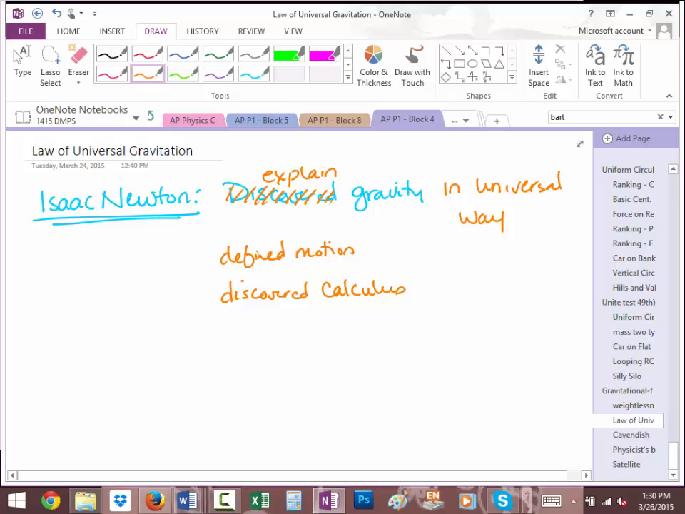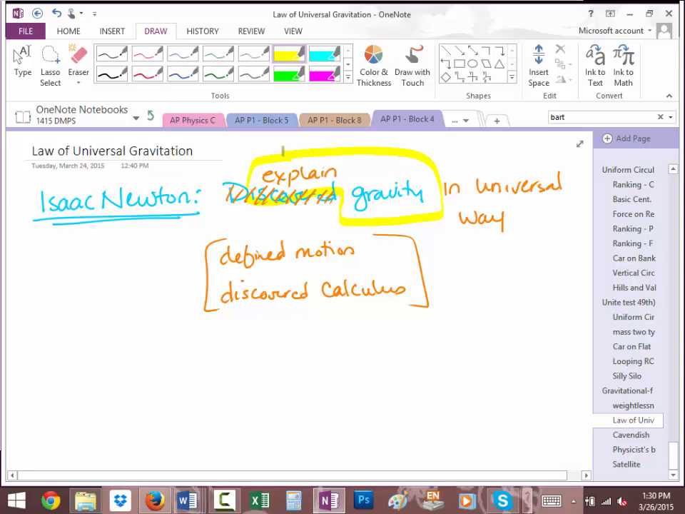Okay. These two things are important. They're nice. He did a lot of stuff with optics. He did a lot of stuff with thermodynamics. He did a lot of stuff in lots of realms of math and in physics. But the thing we actually do want to talk about today is this explanation of gravity. Okay. That was a big deal.